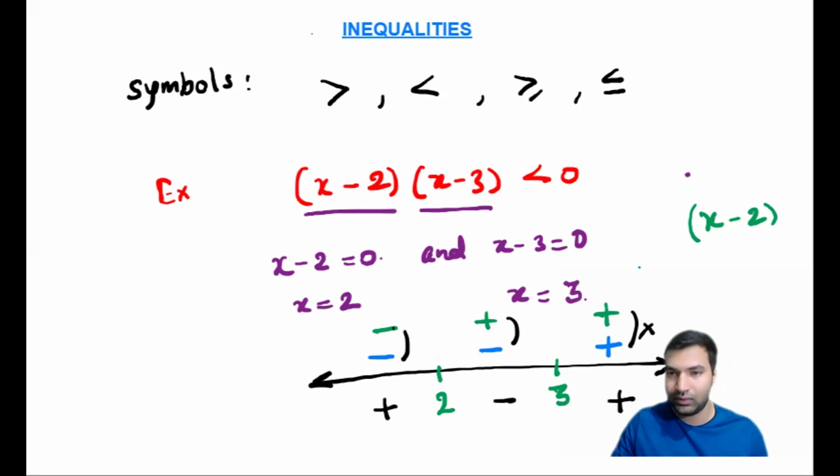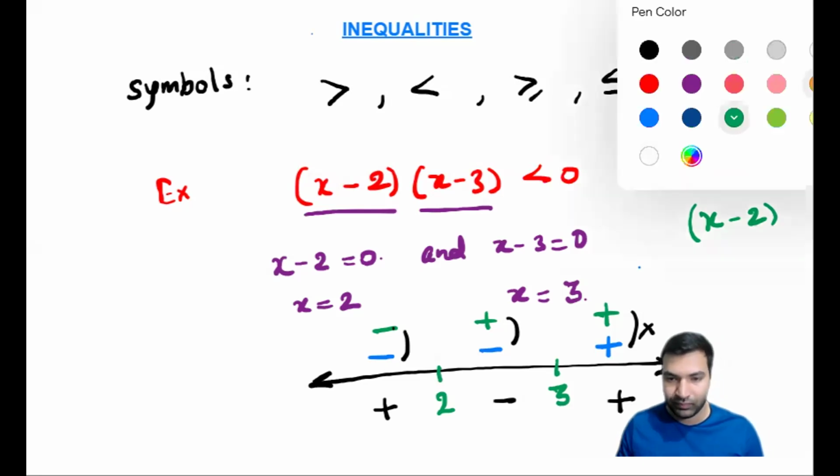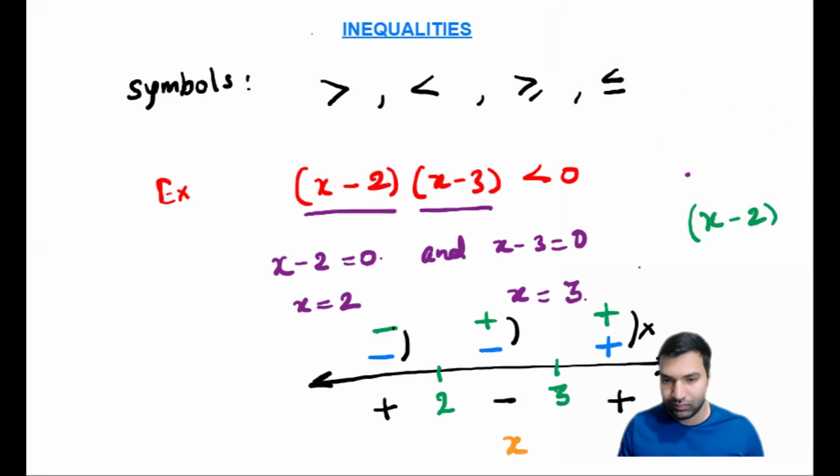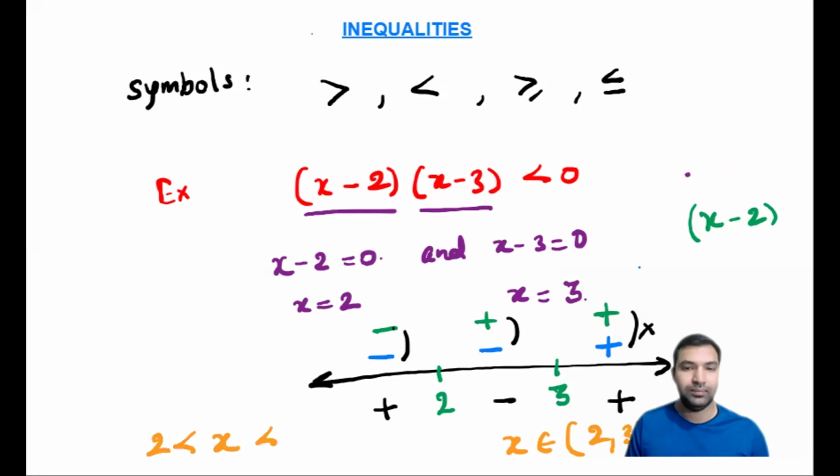So what will be my final answer? How do I conclude this? By writing x belongs from 2 to 3, isn't it? Or in inequality form, you could write x is greater than 2 and it is lesser than 3. Got it? Right. So this is the concept behind this. Now let us see one more concept, how I can explain this using the powers of the factors. Okay, there is one more simple concept. So let's switch to that.